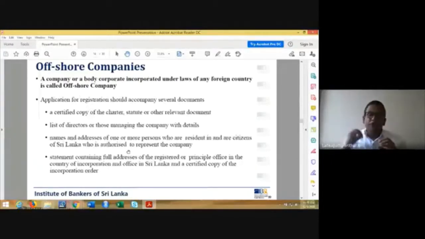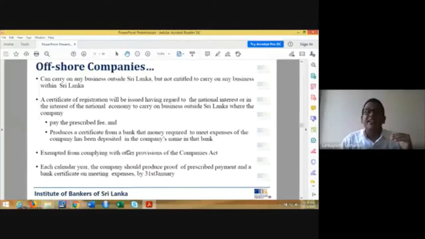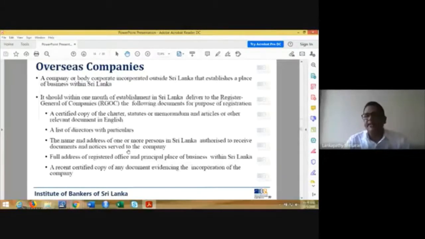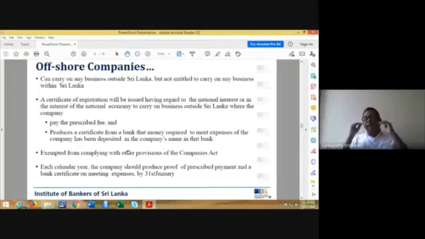The first one is, what is an offshore company? A company or body corporate incorporated under the law of any foreign country is called an offshore company. And the second important point is they can carry on business outside Sri Lanka but are not entitled to carry on any business within Sri Lanka. They are called offshore companies. Understand? Because next we are going to study the overseas company. Both are closely similar, but one main difference is the overseas company can have business in Sri Lanka, but an offshore company can't carry out any business within Sri Lanka. They are only entitled to carry out business outside Sri Lanka. You will have to keep this in mind.